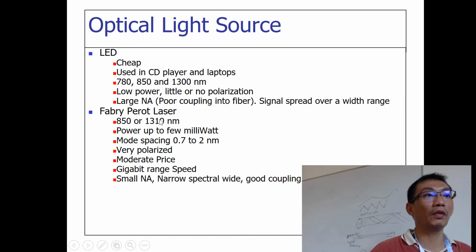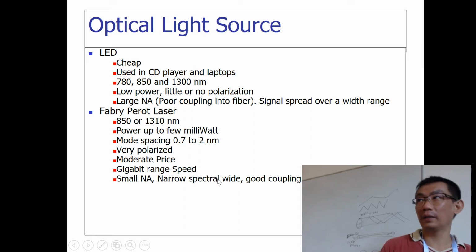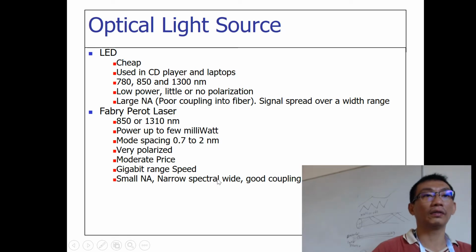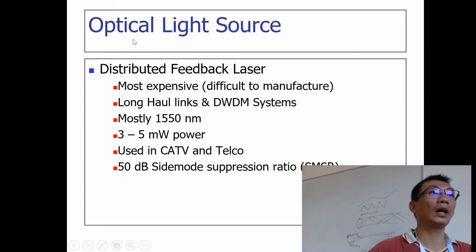Then you have a Fabry-Perot laser. This is the wavelength. You can power up to a few milliwatts, very polarized. You can go at gigabit speed. It's easier to couple it into the fiber. Then you have a distributed feedback laser. This is the most expensive one. This is used in DWDM systems. Normally it's in the 1500 nanometer range.